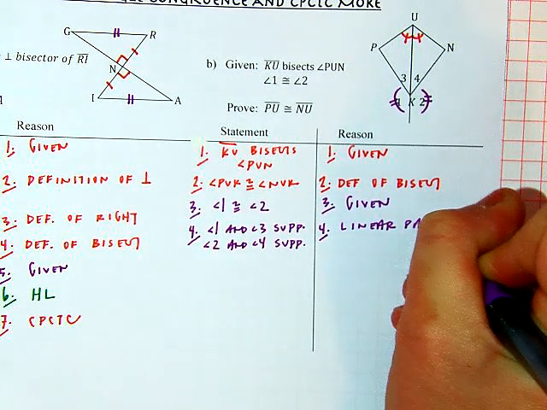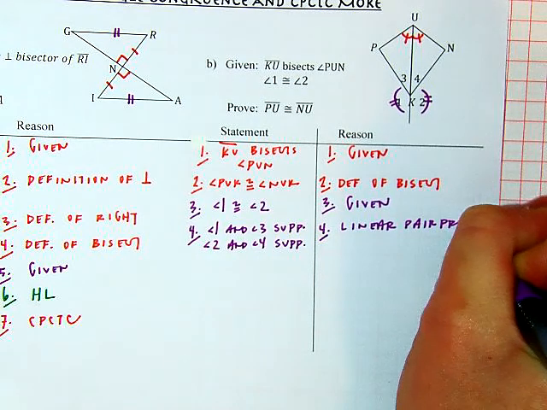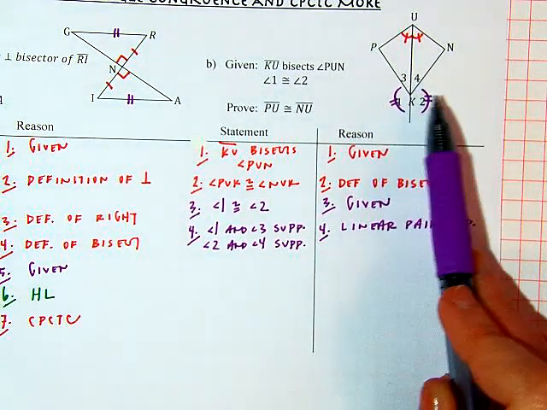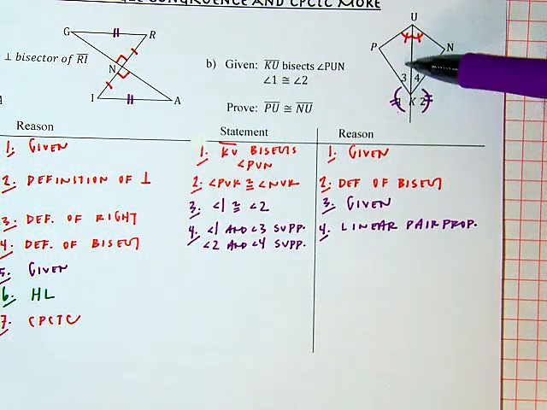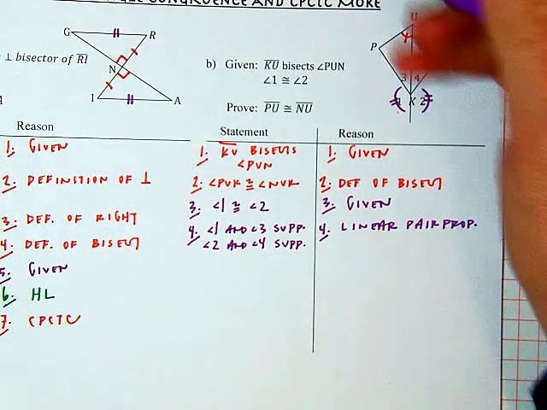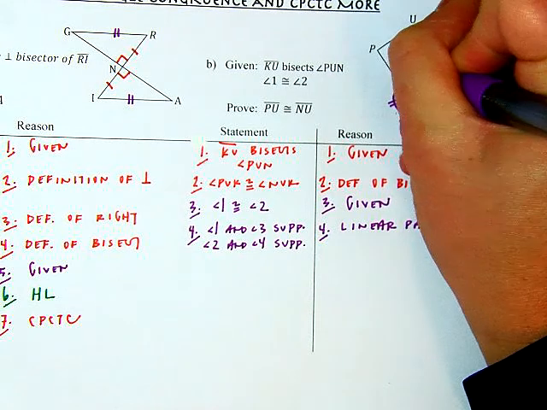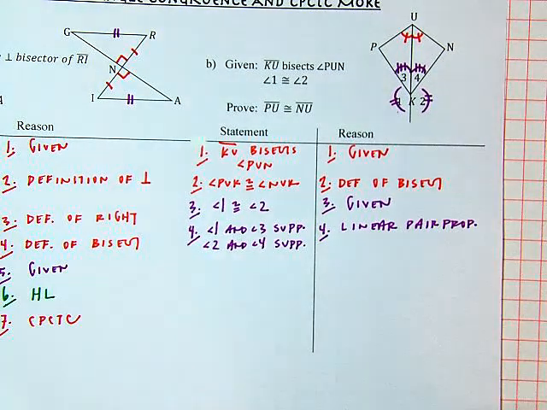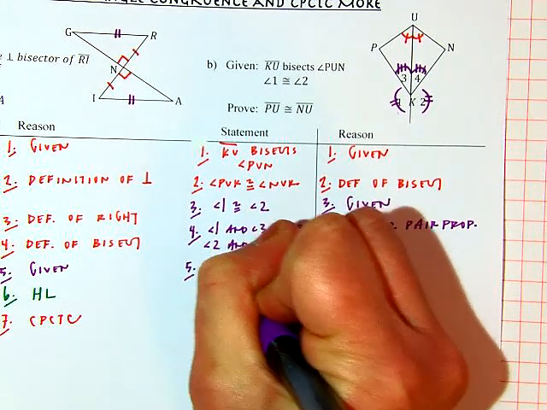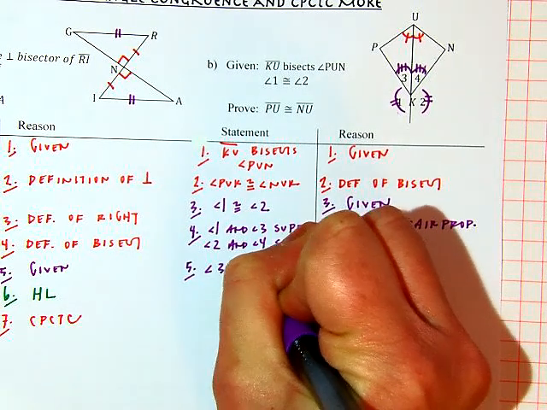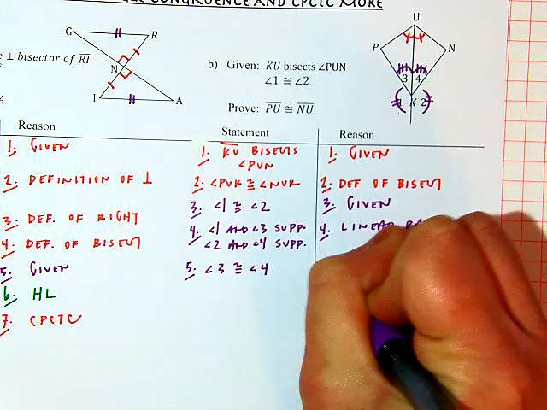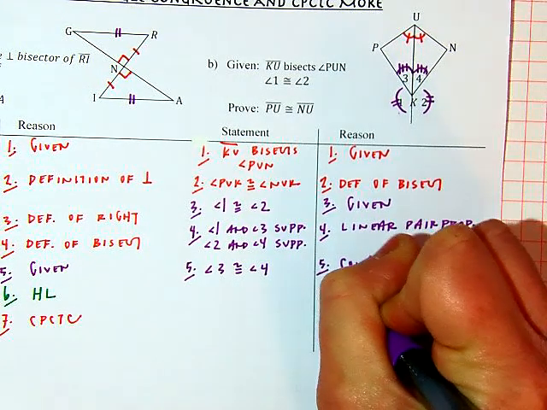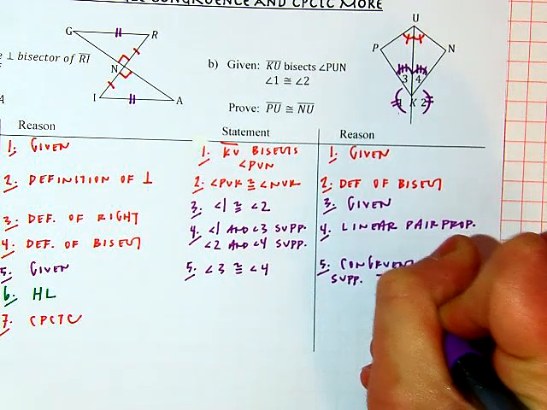So linear pair property. So right now, if I know that 1 and 2 are congruent, 1 and 3 are supplementary, so are 2 and 4, then I can get inside and connect the supplements of those congruent angles. So in step 5, I can say that angle 3 is congruent to angle 4. Congruent supplements theorem.